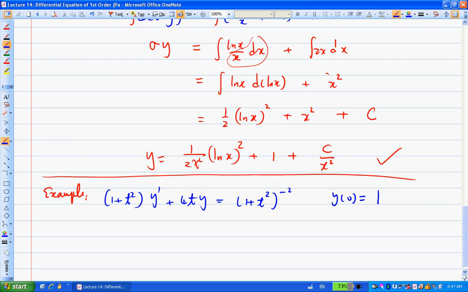So here's the differential equation with an initial condition. Is that 4t right there? This one? Right, 1 plus t squared. Oh, back one. Right there. 4t, yeah.